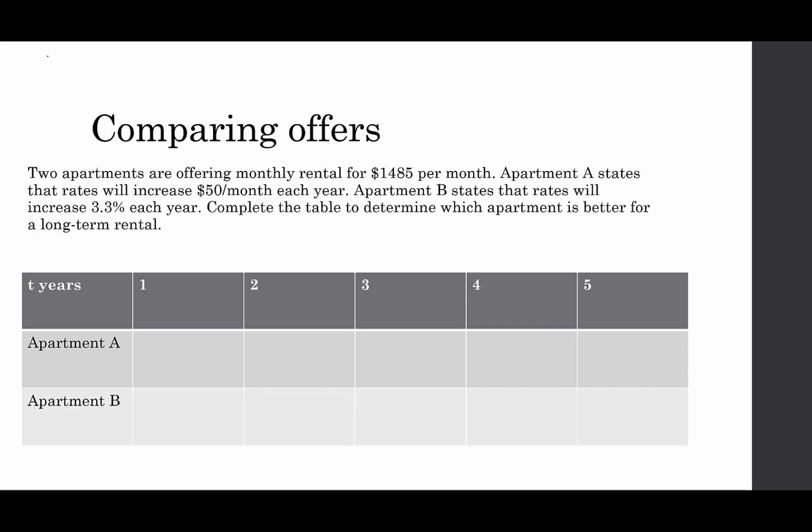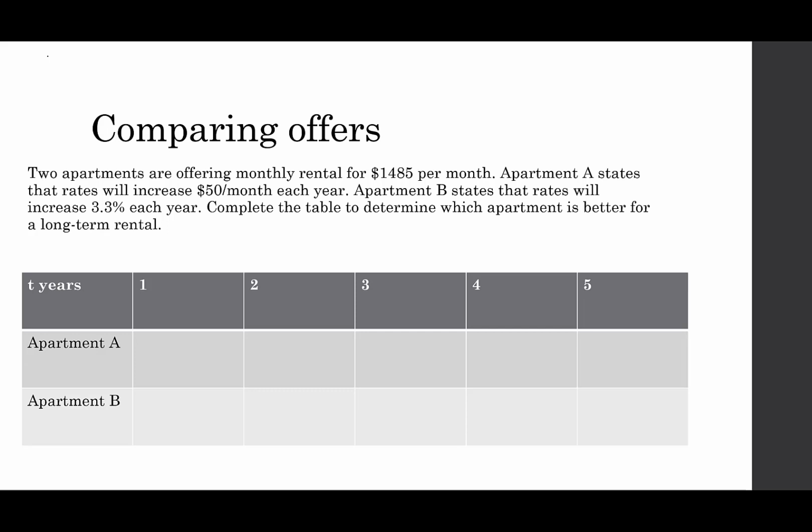And finally today, we're going to do a comparison. So I have 2 apartments offering monthly rent for $1,485 per month. Apartment A states that rates will increase $50 a month each year, and Apartment B states the rates will increase by 3.3% each year. We're going to complete the table to determine which apartment is better for a long-term rental.